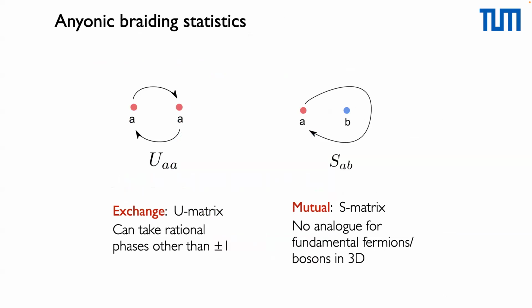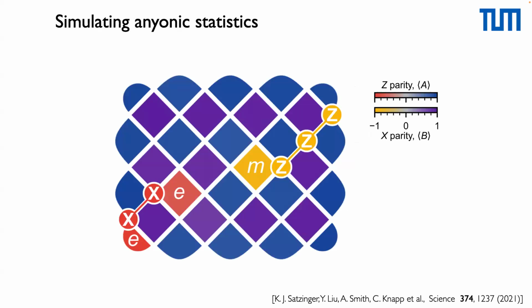So we just take now two of these excitations and exchange them, or we take one type of excitation and move it around another. In these cases, we can measure the phases that we pick up, and these are contained in the U matrix for the self statistics and the S matrix for the mutual statistics. So now, going to the toric code fixed point, this is all again extremely easily done.